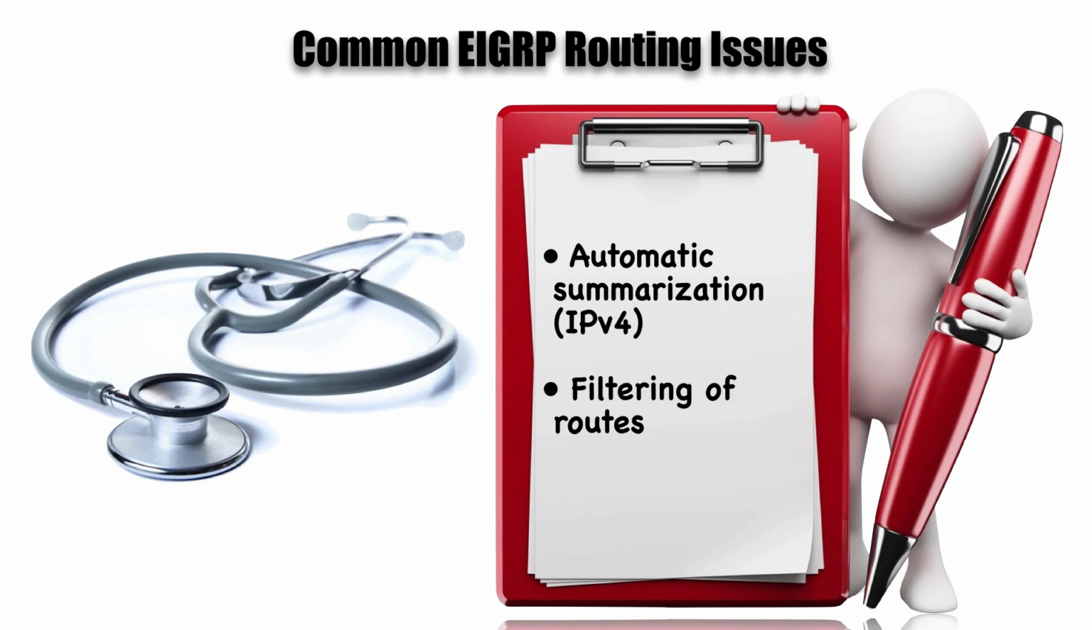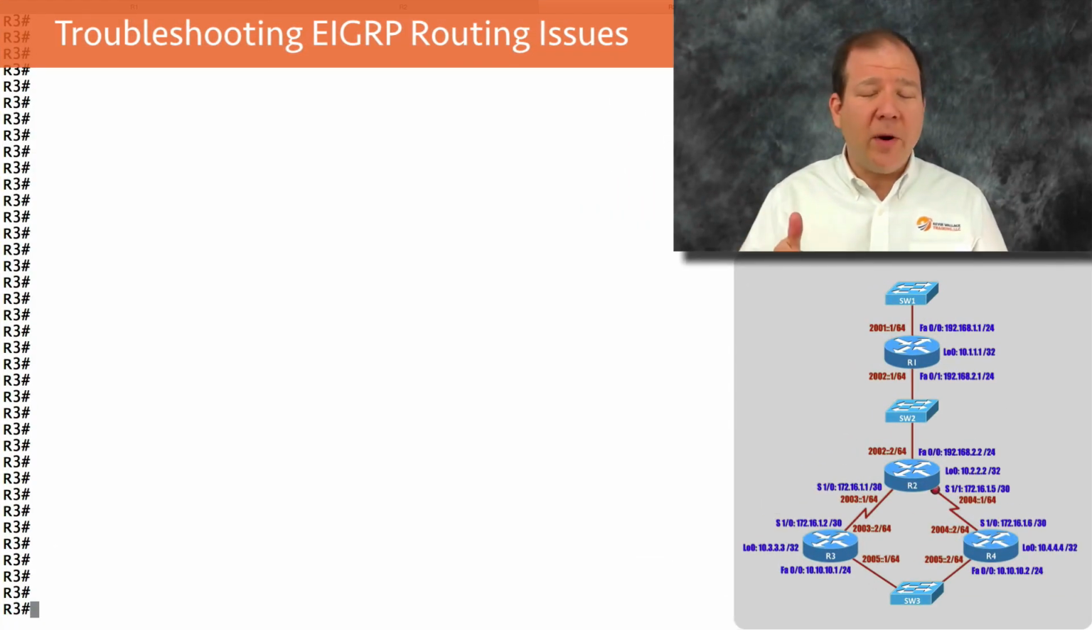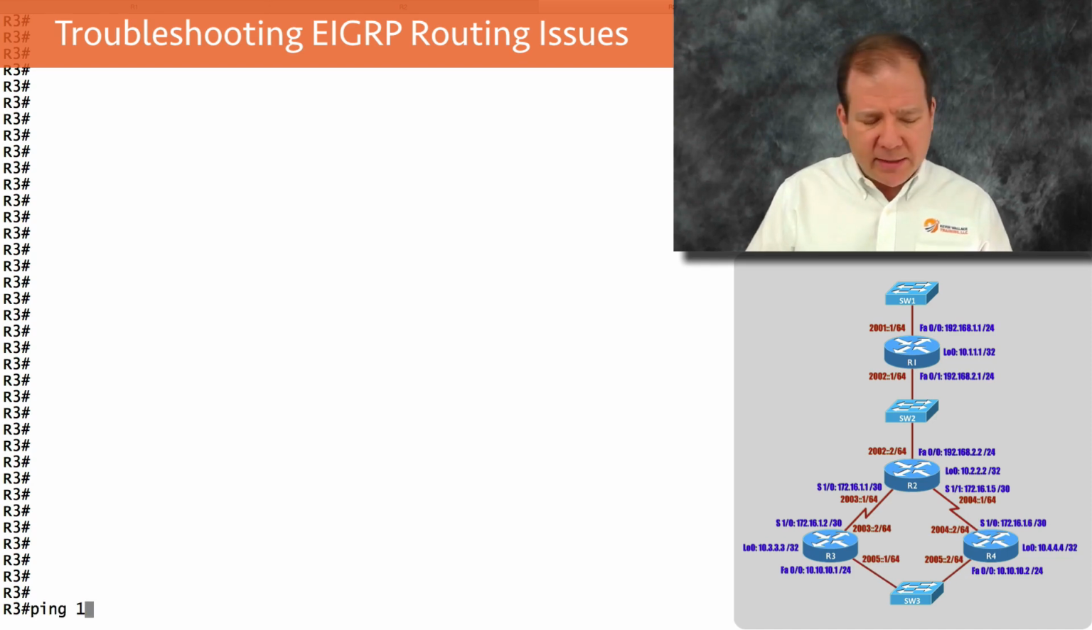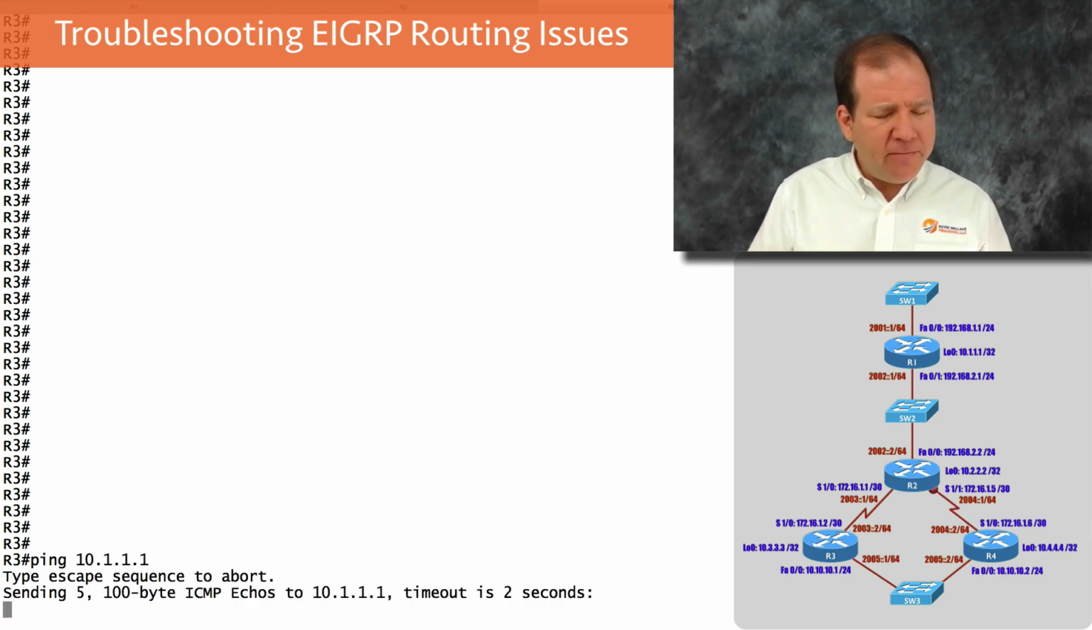Let's go out to a live interface and troubleshoot a couple of issues where we're not getting the routes we expect. I'm sitting on router R3 in this topology on screen, and I've noticed an issue. I don't seem to be able to get to the loopback interface of router R1. I've told all of my loopback interfaces, at least I thought I did, to participate in EIGRP, but if I try to do a ping to 10.1.1.1, it fails. And let's troubleshoot and see if we can figure out why it's failing.